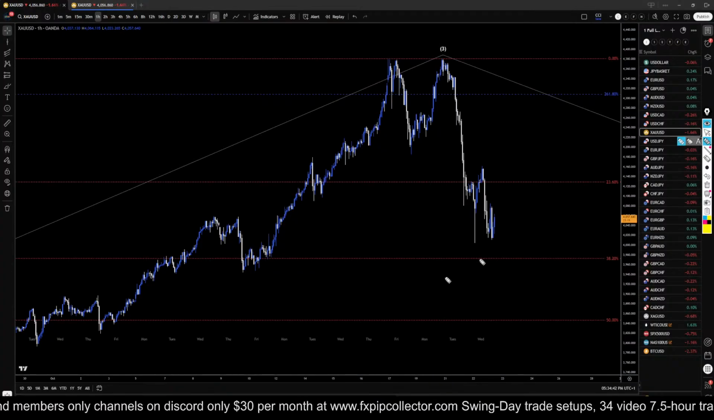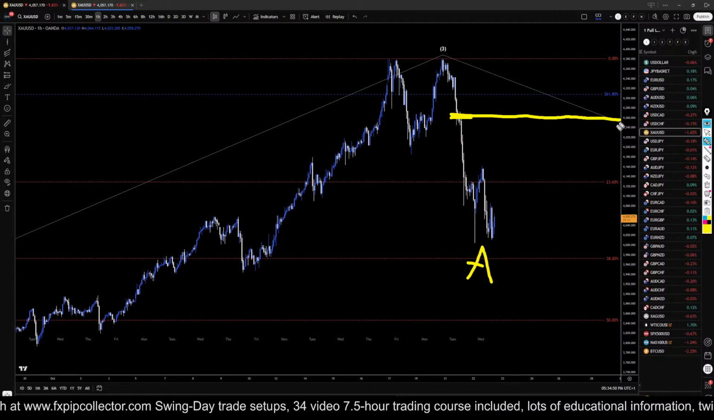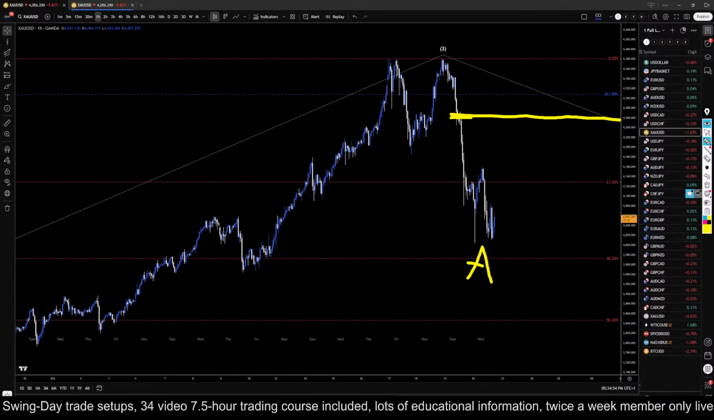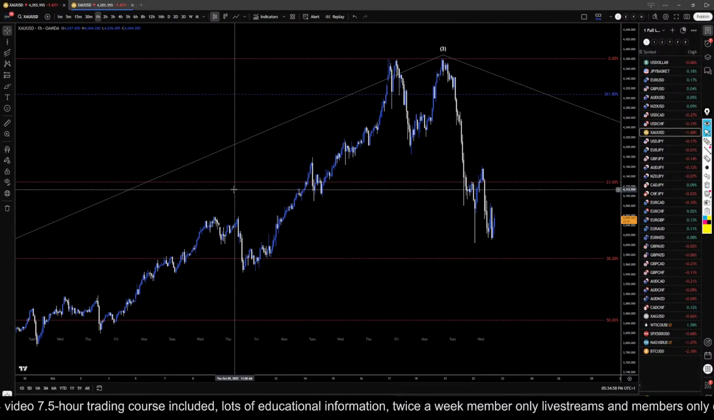I think gold is going to start its wave B today or within the next day or so. That's my guess. I bet it's going to go at least all the way up to here. I bet it's going to go to at least 4260, at least. Maybe even higher.